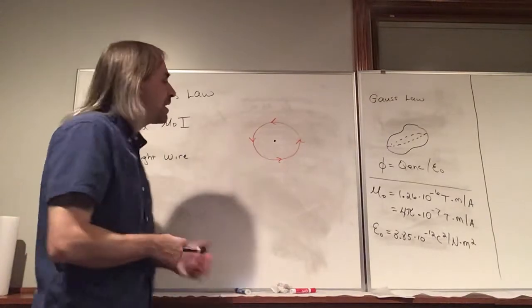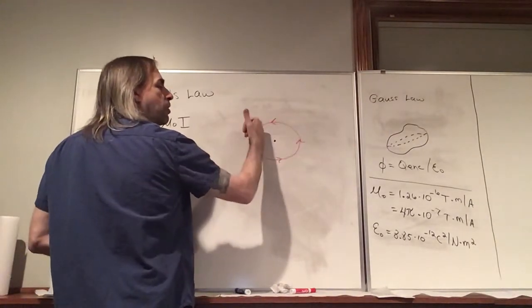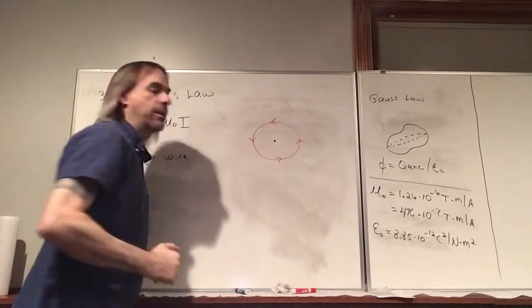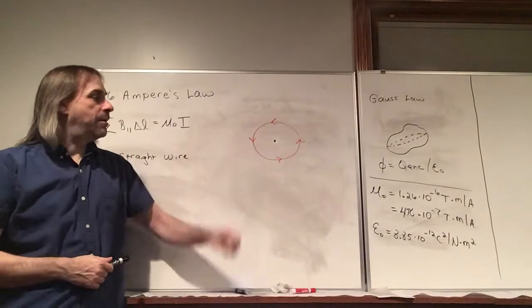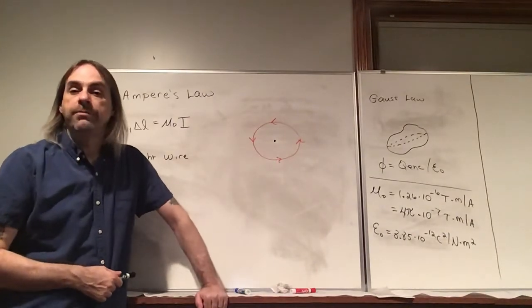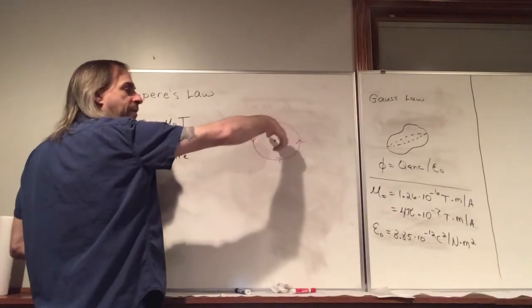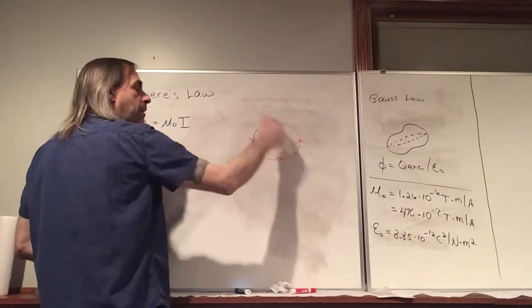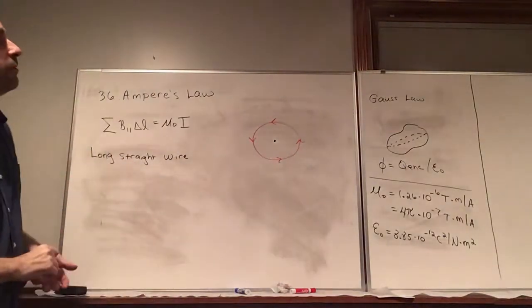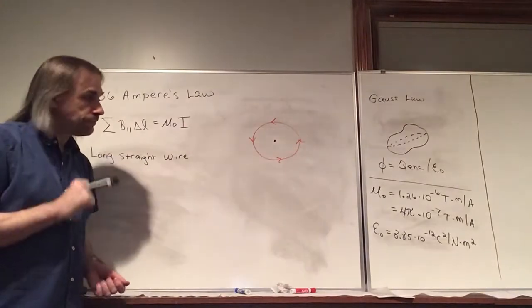So if the wire's coming out of the board, you put your thumb out of the board, and your fingers curl in the direction of the magnetic field. So they are circular, and the direction depends on the direction of the current. If the current was going into the board, then the magnetic field lines would be reversed. They'd be circulating clockwise. Here they're counterclockwise. But again, you can always tell the direction from the right-hand rule.